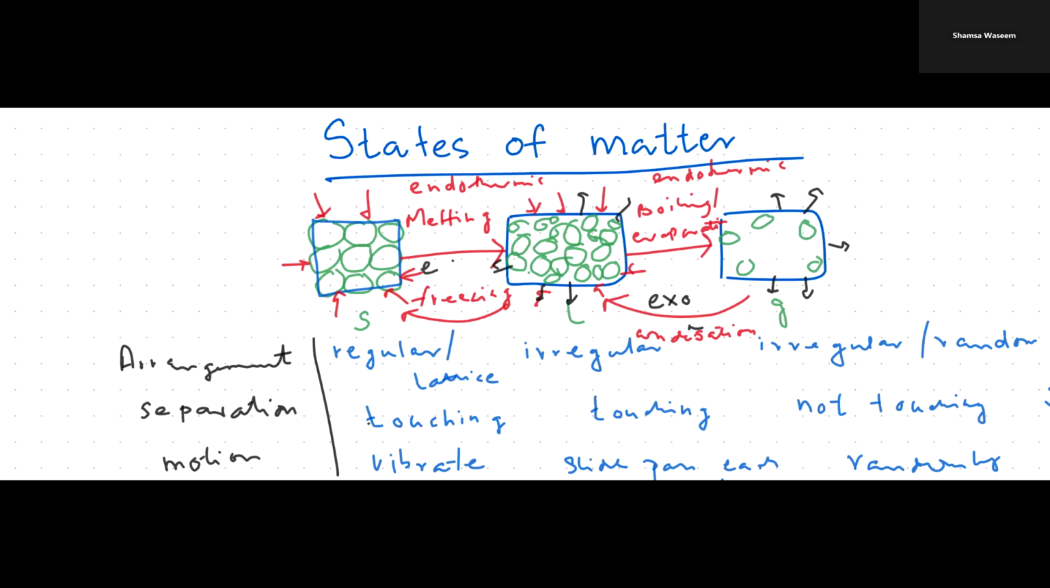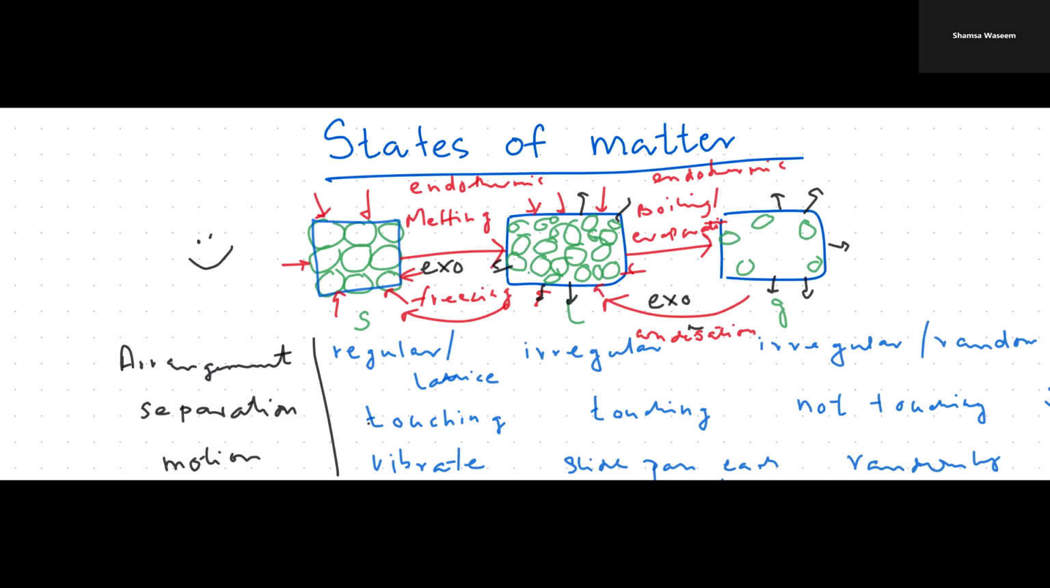Now, what if the examiner asks you to describe the change of state when a solid turns into a liquid? What are you going to say? In the solid state, the particles are closer together. The arrangement of particles changes from regular to irregular. The separation of the particles stays the same, still touching, right? And the motion of the particles changes from vibrating at a fixed position to sliding past each other, right?